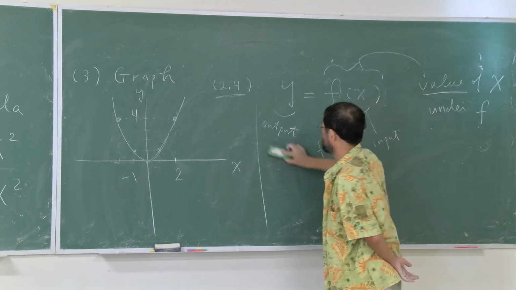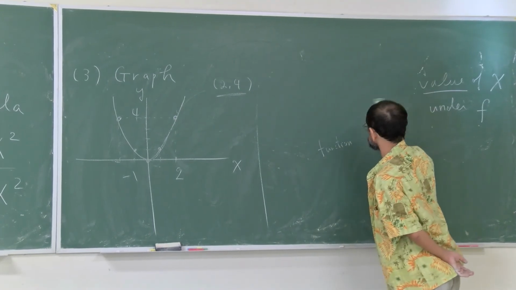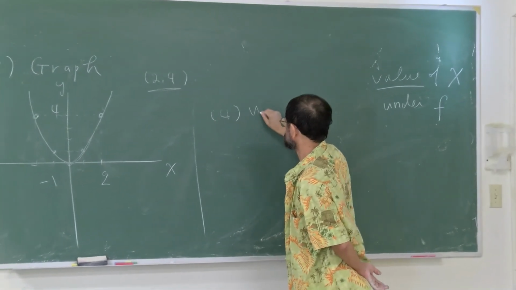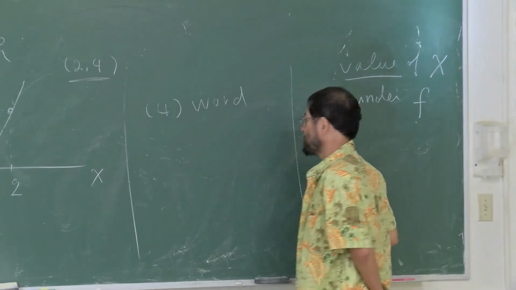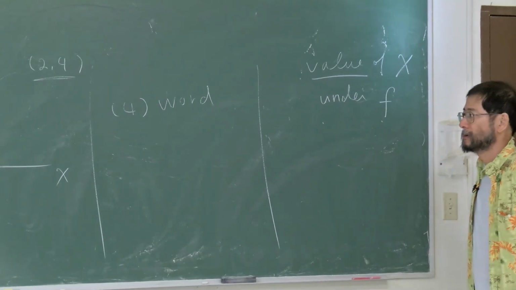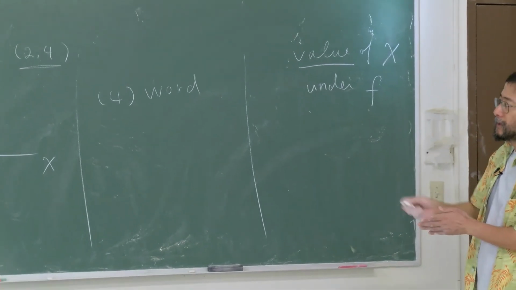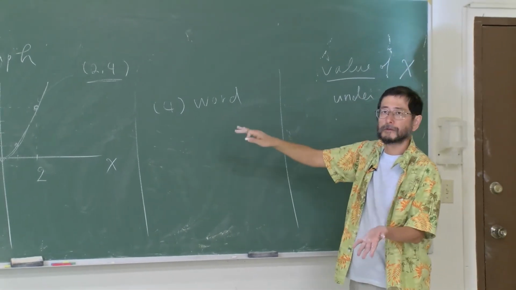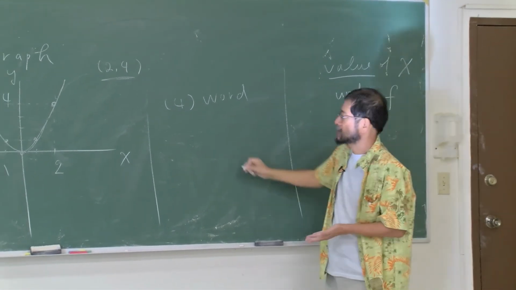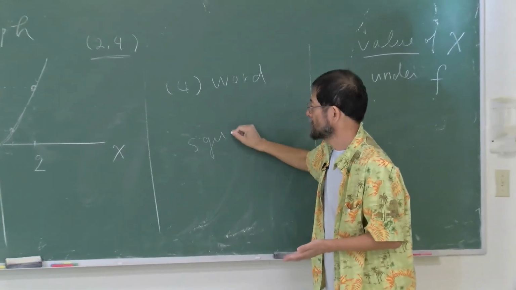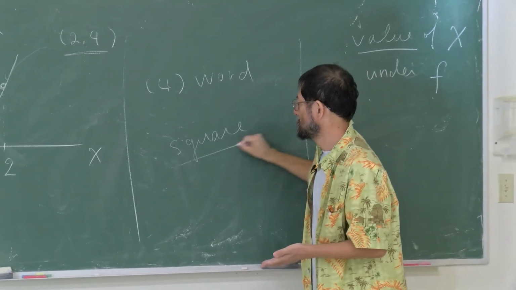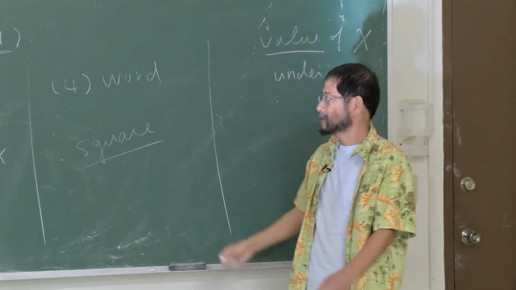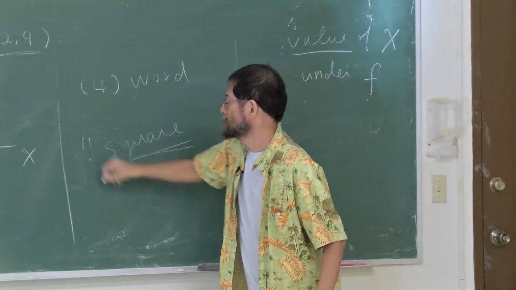And finally, you can describe a function just in English, by words. It's not always practical, as it could be very long for a complicated function. But in this case, you can simply say the function is like a command or direction: square the input. So it's the square function.